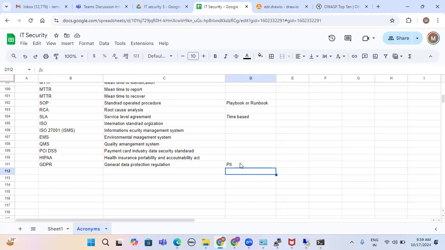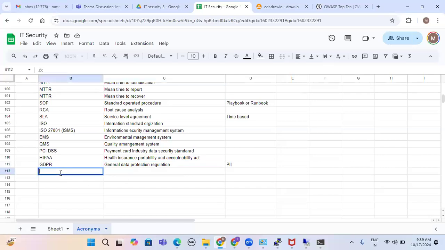This was introduced by the European continent, the European Union. Later it went to North America. Later it went to Asia Pacific, Middle East, Australia, and finally other continents as well. So that is called GDPR compliance.